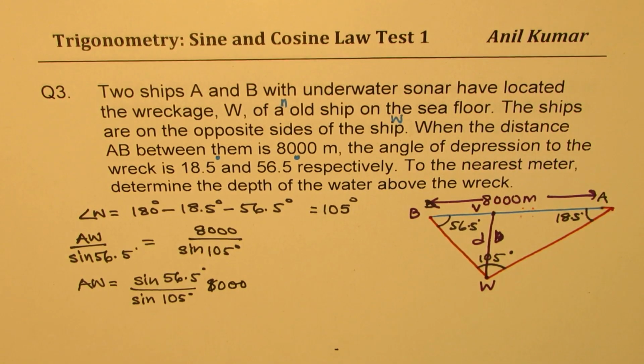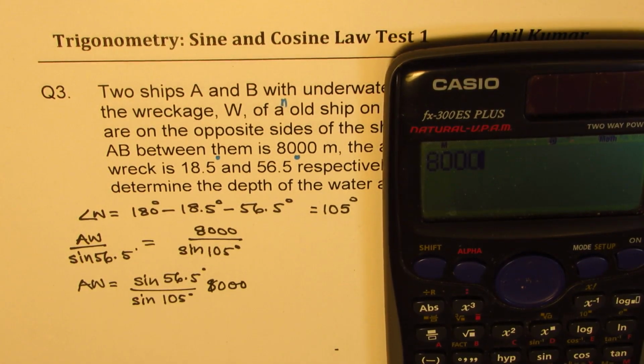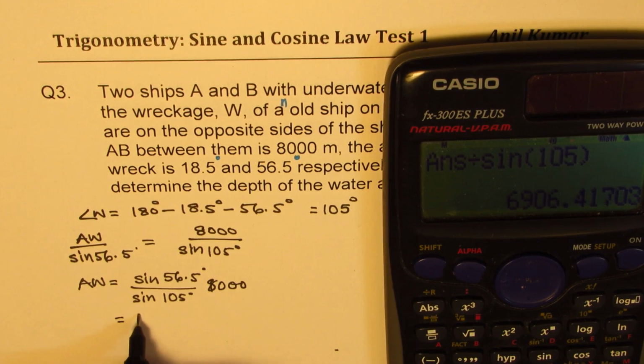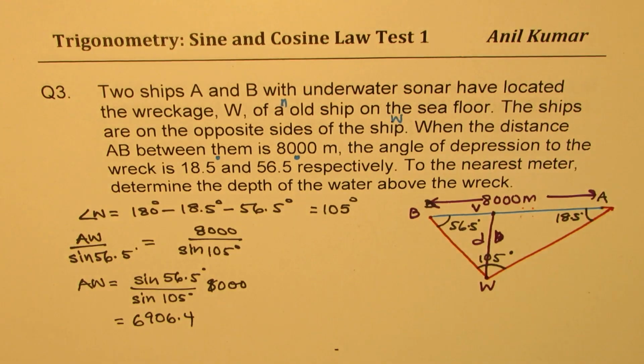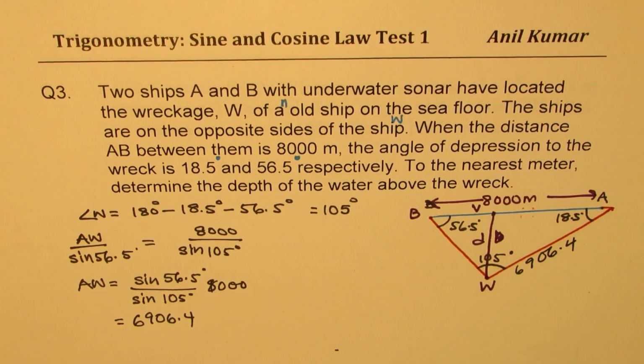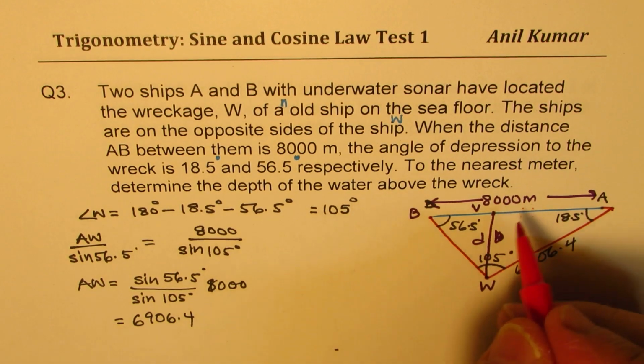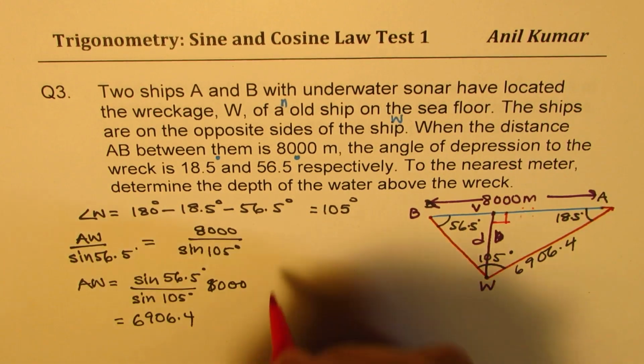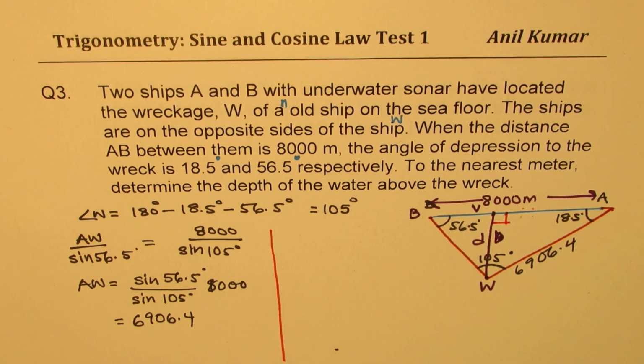Okay, let's calculate. So 8,000 times sine of 56.5, and we are going to divide this by sine of 105 degrees. That gives us the answer as equal to 6906.4. So that becomes this length, 6906.4. So once we know this length, we can always solve the smaller triangle, since this is a right angle triangle, correct? So let's solve this triangle and find the depth.